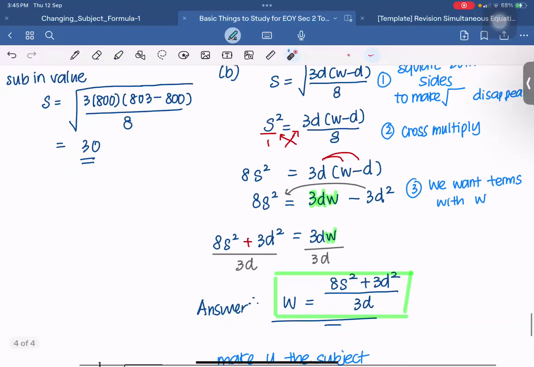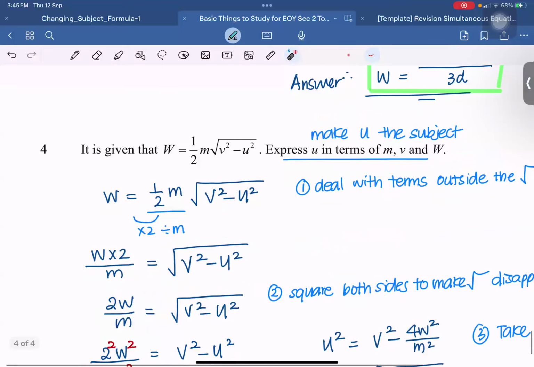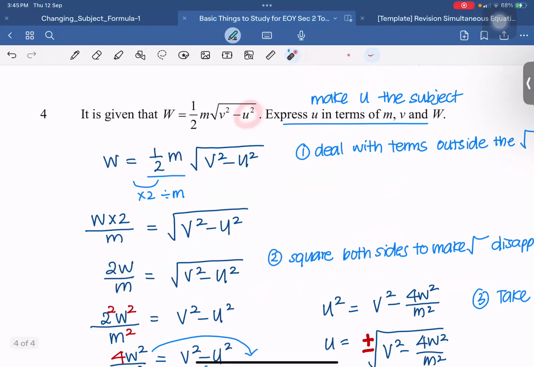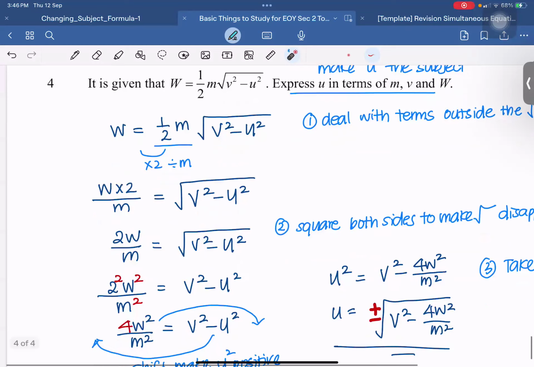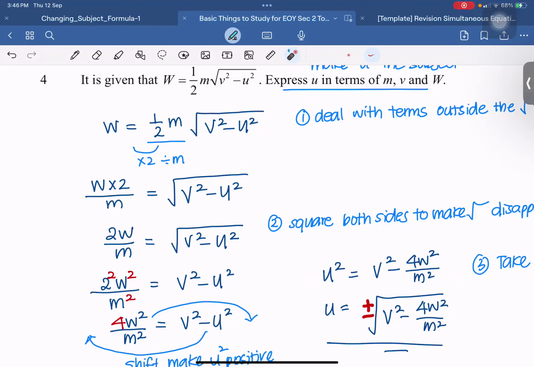Next part. Same thing. I want to make you the subject, but you is trapped inside the jail. And not only that, outside the jail still got some other things. So in this case, we must deal with the outermost, the terms right outside the square root first. How to get rid of half? I times 2. How to get rid of m? This is times m, so I divide by m. So I keep it as a fraction times 2 divided by m to give me 2w over m.